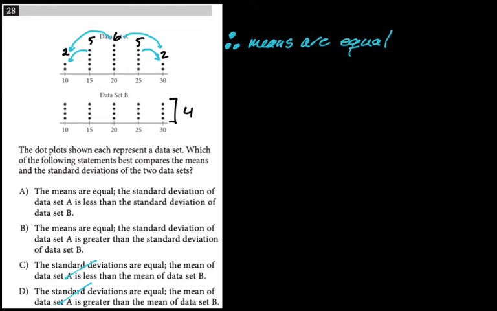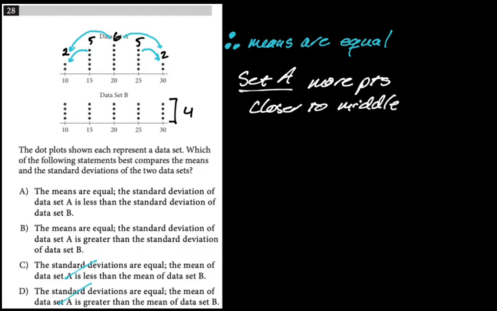So I look at the original thing before I started mentally rearranging, and I think to myself, in data set A, most of the points are really close to the middle, right? And so because they're really close to the middle, the data is just generally less spread out. In data set B, it's spread out quite a bit, right? Like there's extra points on the wings at 10 and at 30. So for A, I would say that there are more points closer to the middle. And when your points all cluster up together, you get a smaller deviation, which means that set A has a smaller deviation than set B.